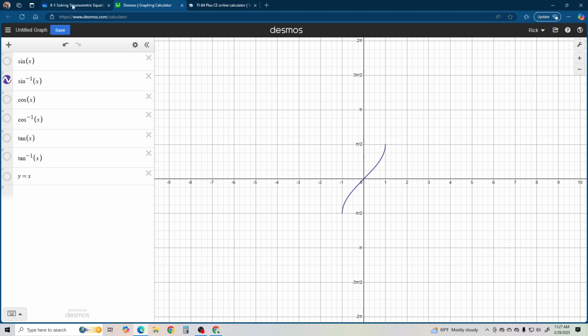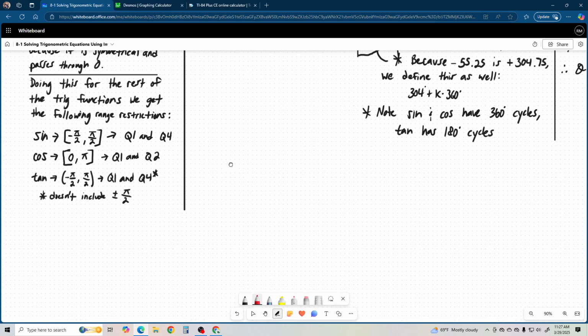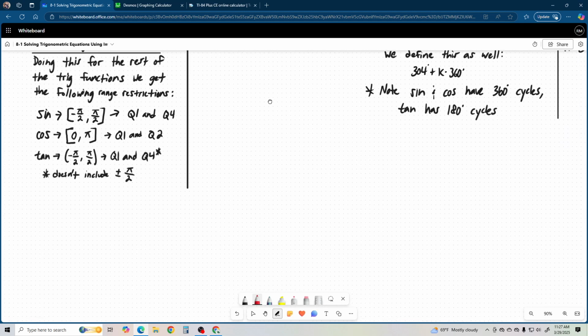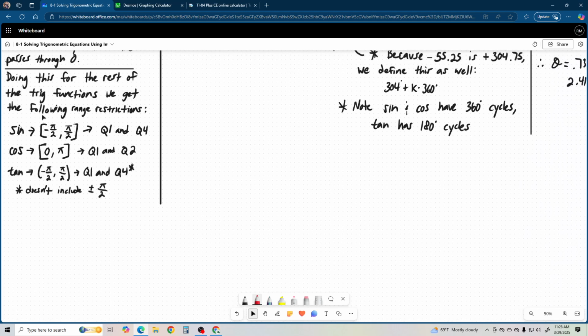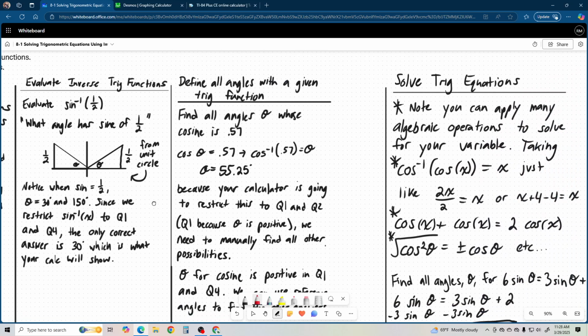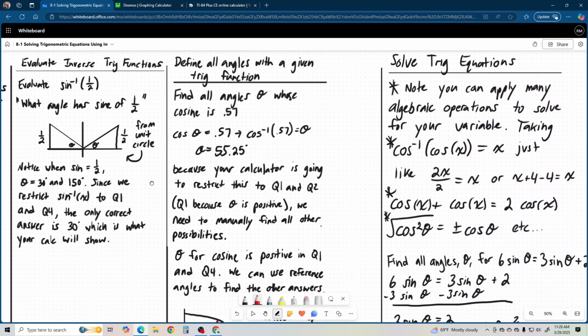So that's why. Now, the other question is, what does understanding this restriction actually do for us, right? Why do we care that it's restricted? Well, that's because when we go to use our calculator, you're going to notice that the calculator naturally assumes that this is what we're doing, right? And I'm going to prove that to you here, okay? So let's go up here and let's talk about evaluating inverse trig functions.